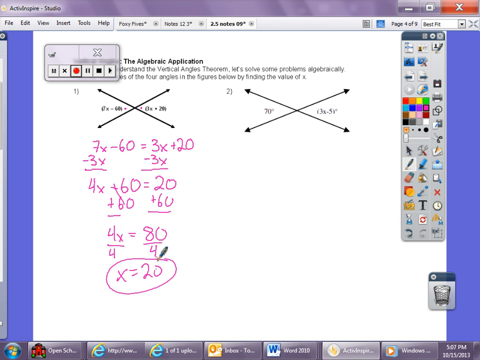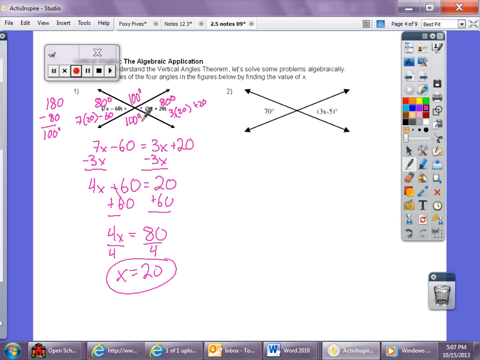So we know that x equals 20, but it asks us to find the value of all of the angles. Well, we can plug 20 back in. This is 3 times 20 plus 20, so 60 plus 20. So we know that this is 80 degrees. And we can check: 7 times 20 minus 60, 140 minus 60, is also 80 degrees. A linear pair adds up to 180, so 180 minus 80 is 100 degrees. So this is 100 degrees, and this is also 100 degrees.